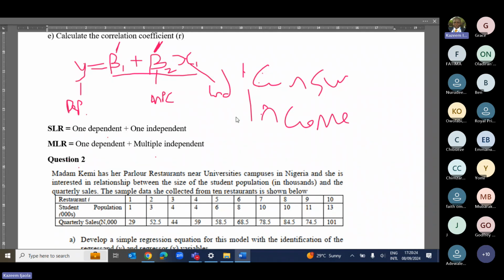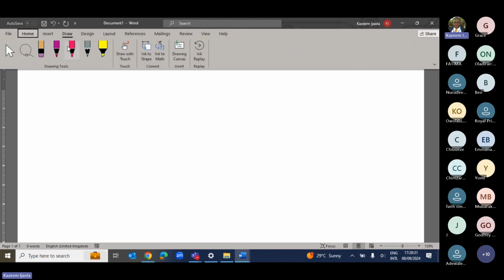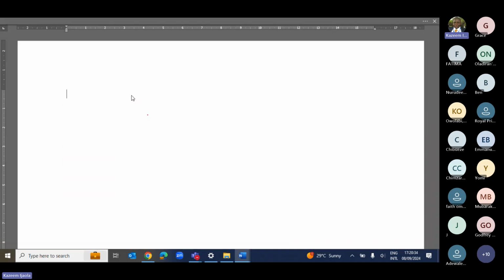So let me show you a diagram now. Suppose we have this chart. This is your income, income is here. This is your consumption. So if your income is 0, your consumption will still be something. So let's say you have something like this. This particular point here, where your income is 0 and you have a consumption, this is what we call intercept.